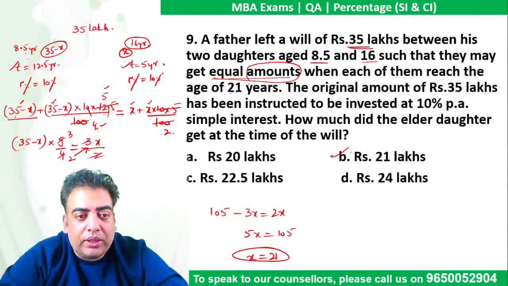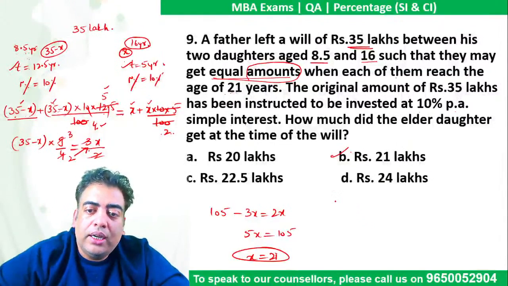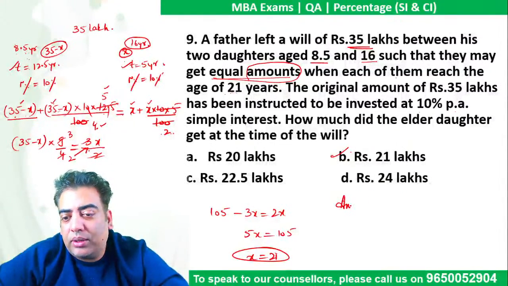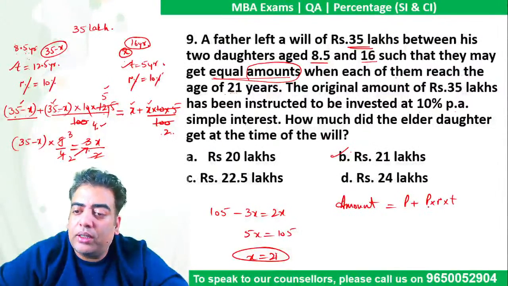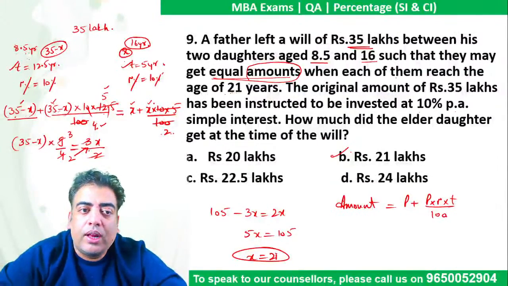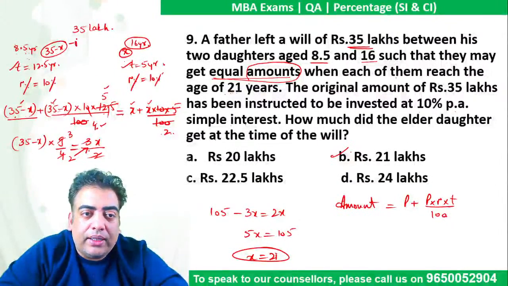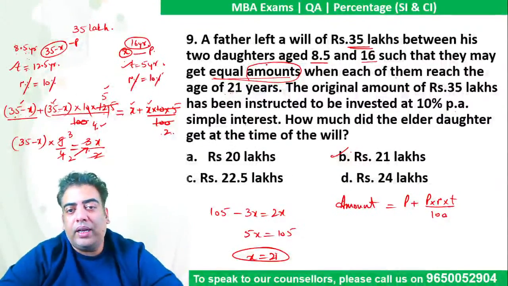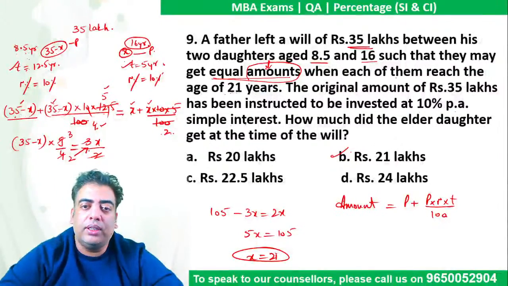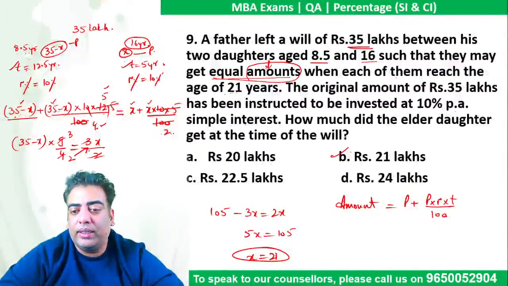Nishima, which part of the equation is not clear? We are using amount is equivalent to principal plus simple interest, which is P into R into T upon 100. So this is the principal value, this is T, this is R. So you just have to put that in, nothing else. And we are given that the amounts are equal, right? So we need to equate them, right?